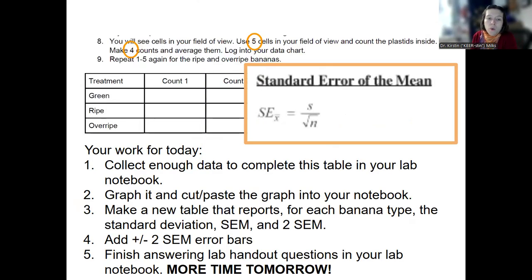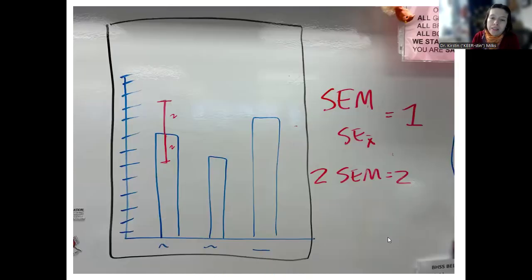So the next thing you're going to do is report the standard deviation and the standard error of the mean. And then I want you to multiply that number by 2, which, yes, to do standard error, we had 4 counts, so you divided by 2. But humor me, 2 SEM. And then I want to tell you about 2 SEM error bars.